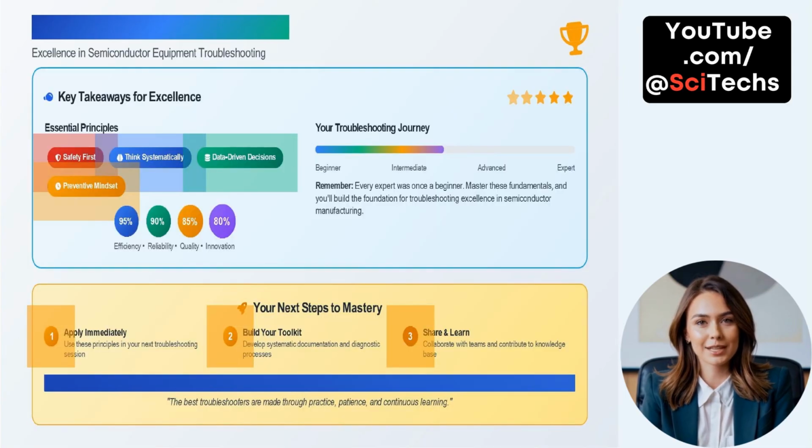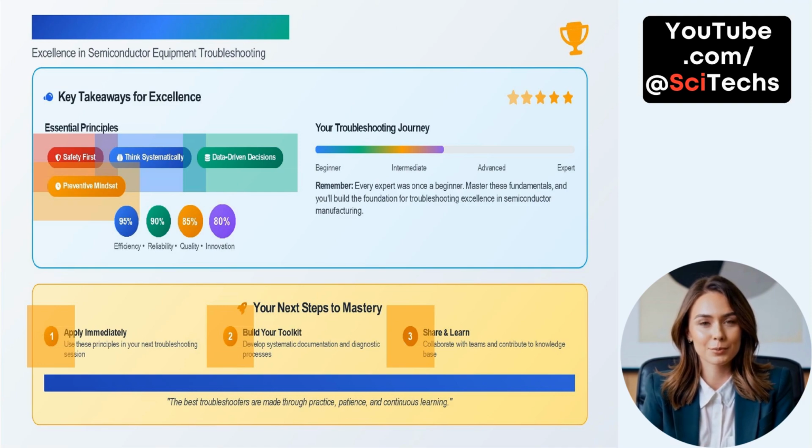Key takeaways for excellence in semiconductor equipment troubleshooting. Excellence in troubleshooting begins with 4 essential principles. Safety first, ensuring no action compromises health or equipment. Think systematically, meaning each decision follows a structured methodology. Data-driven decisions, which prioritize facts and analysis over assumptions. And a preventive mindset, which anticipates problems before they escalate.